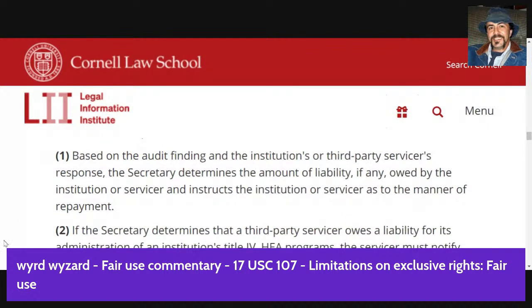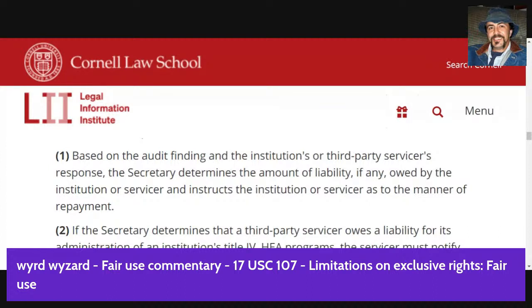Based on the audit finding and the institution's or third-party servicer's response, the Secretary determines the amount of liability, if any, owed by the institution or servicer and instructs the institution or servicer as to the manner of the repayment. Notice that's repayment. Just like we spoke yesterday, you paid for something and now there's a repayment. That's redemption. You paid for it, now you're buying it back. Or you sold it, somebody else bought it, so now you're buying it back.